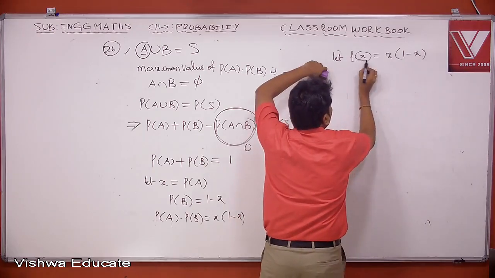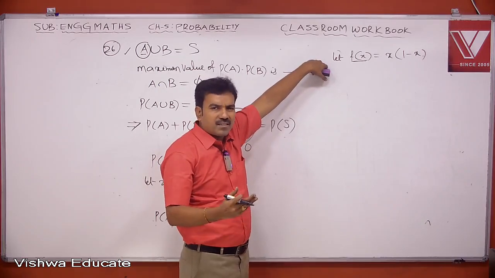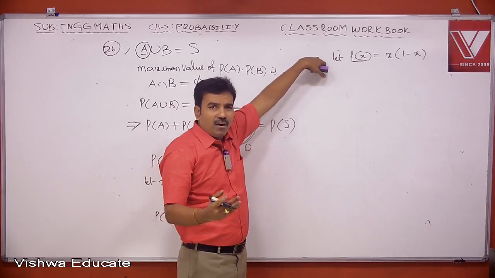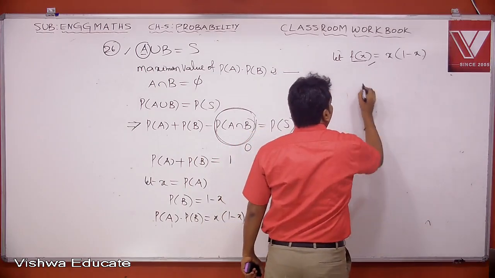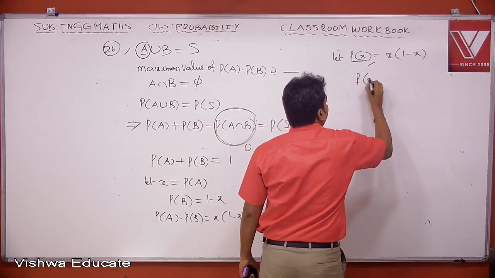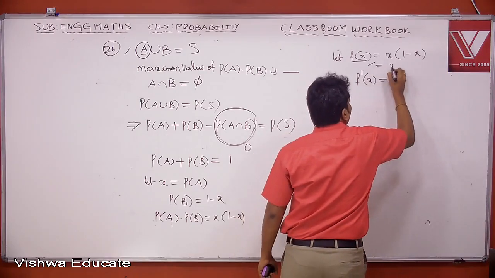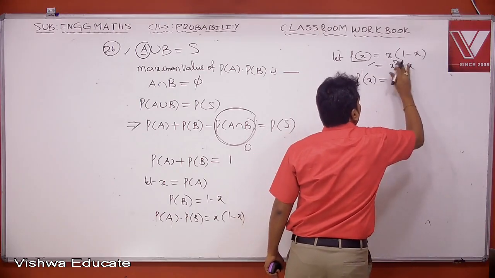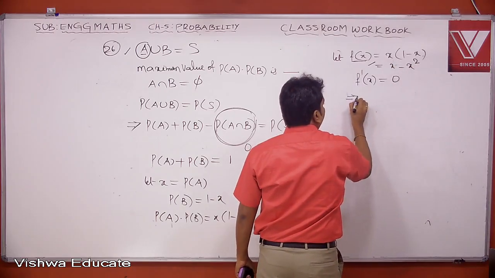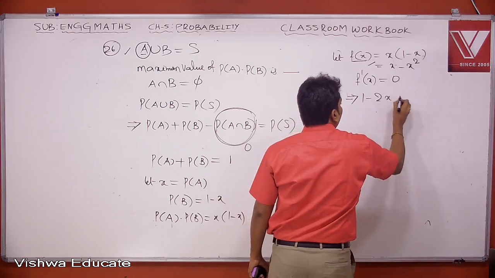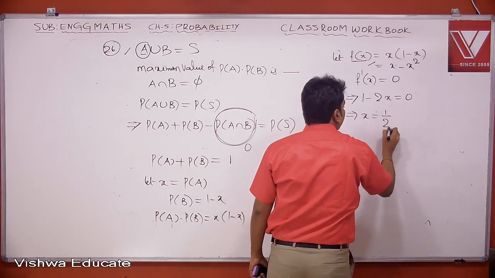I need to find the maximum value of this. So this is a function in a single variable. Now I need to find its maximum value. Let us apply the maximum-minimum concept of functions of a single variable. So how to get the maximum value of this function? At first we try to find stationary points, where f dash of x is 0. Basically this is x minus x square. So f dash of x is 0 to get the stationary point. So it is 1 minus 2x equal to 0. Therefore x equal to 1 by 2 is a stationary point.